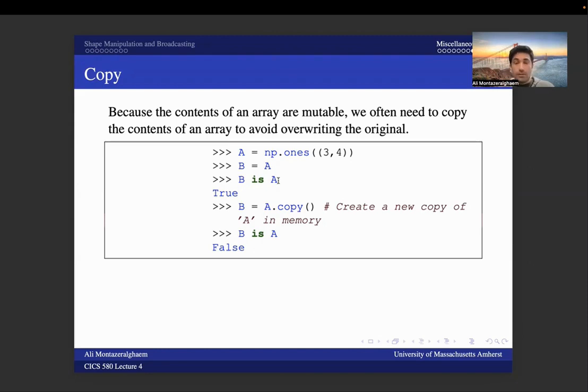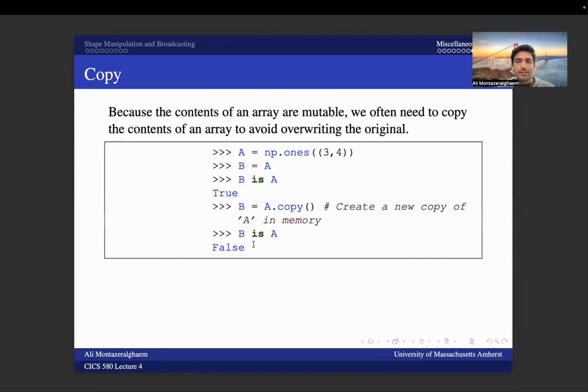So in this case, we need to copy the numbers that we have in the first matrix. For example, here we call a function copy with parentheses on the first two-dimensional array, and then assign this to B. So this creates a new copy of A in the memory. So if we check B is A, this generates False, meaning that B is not the same object as A.